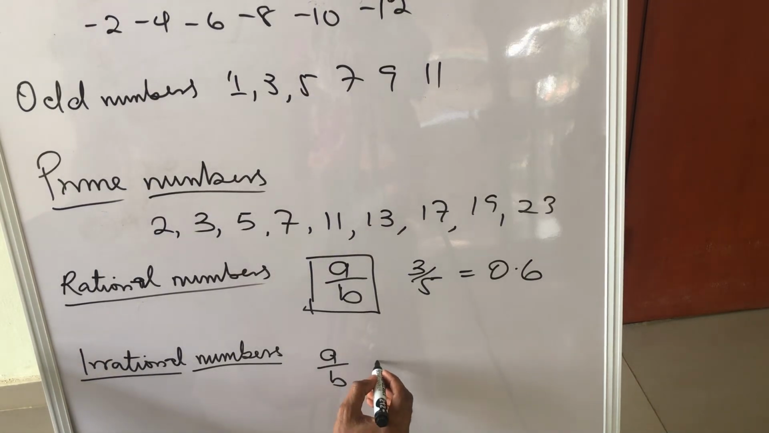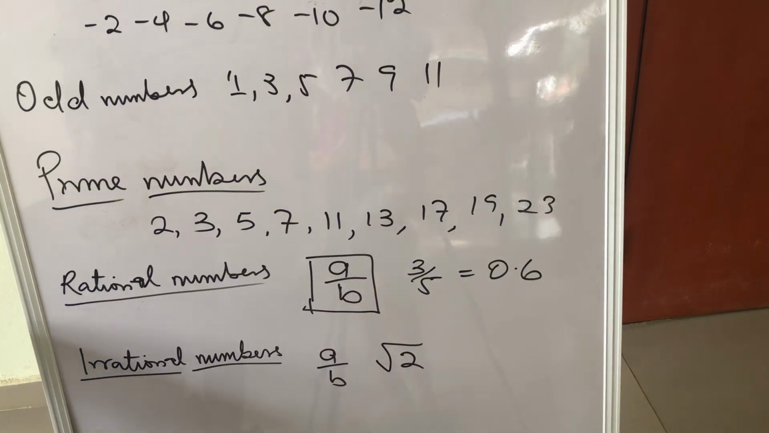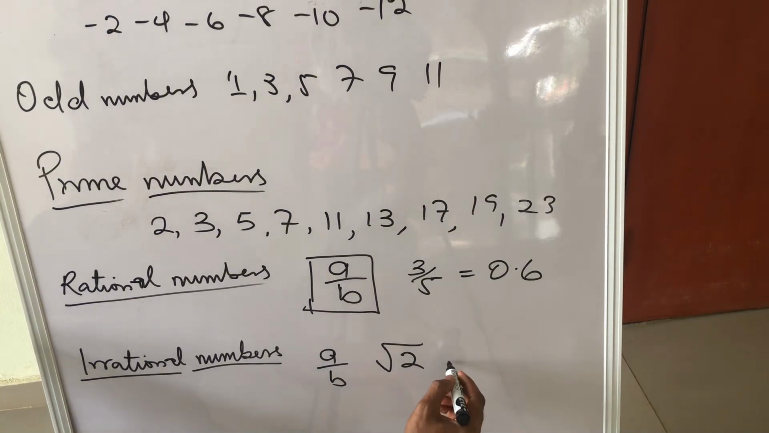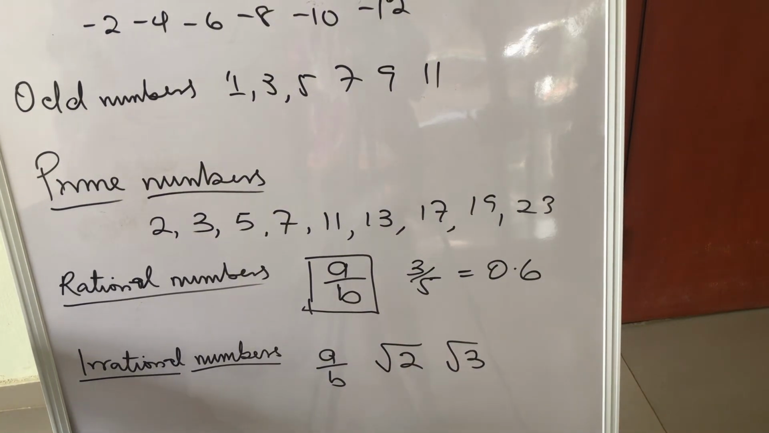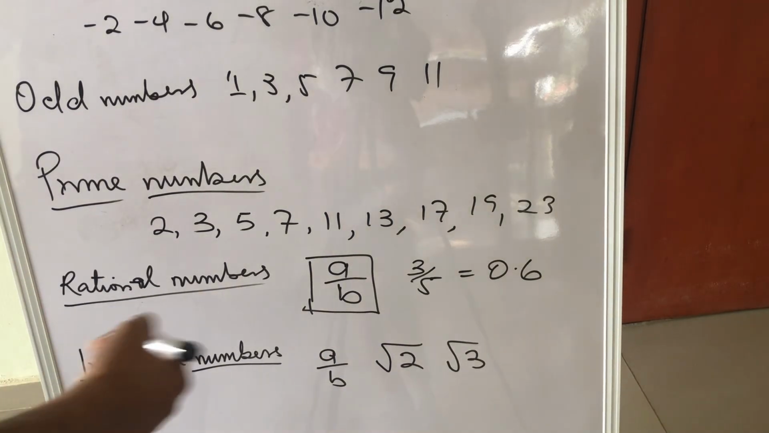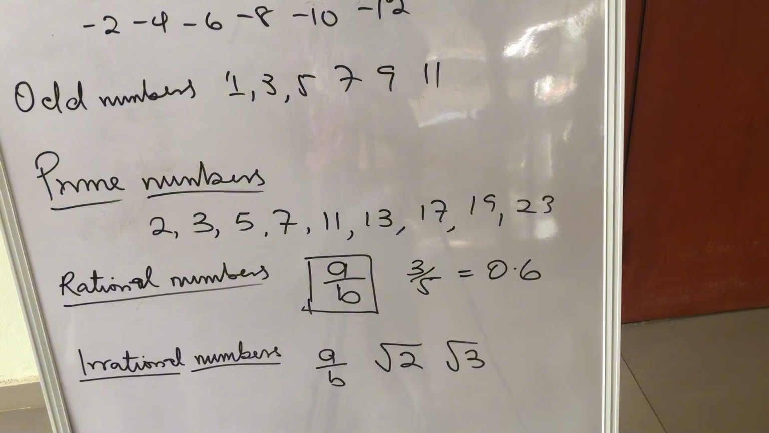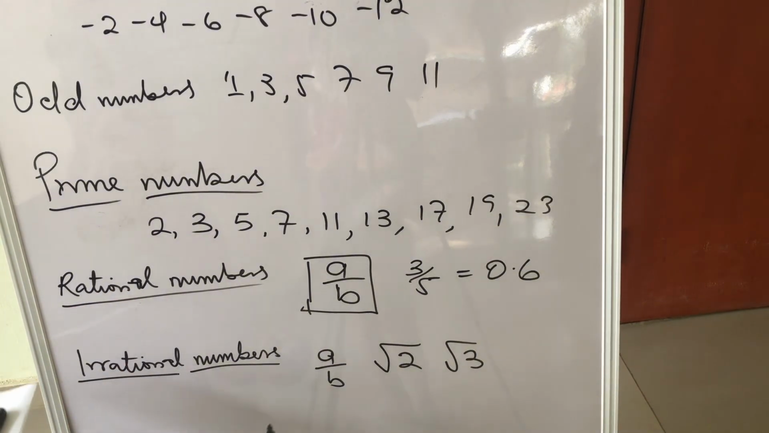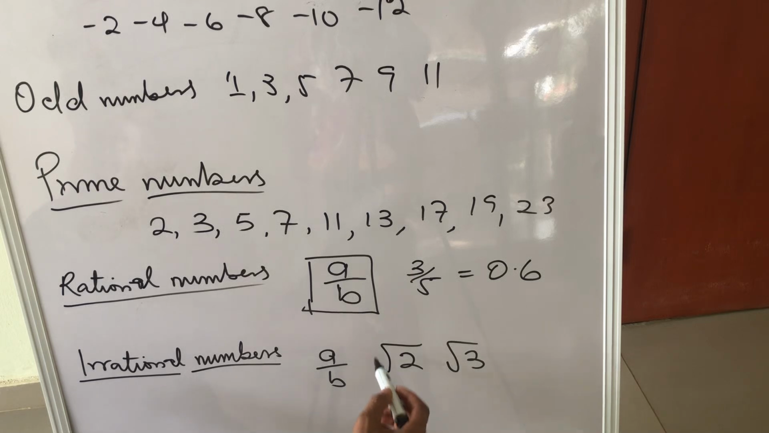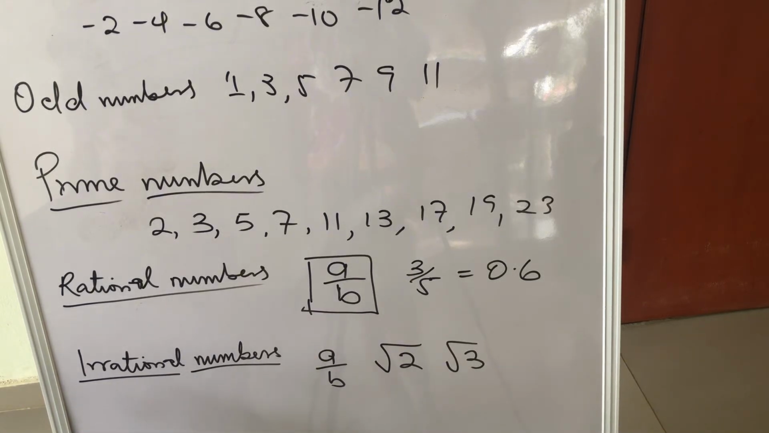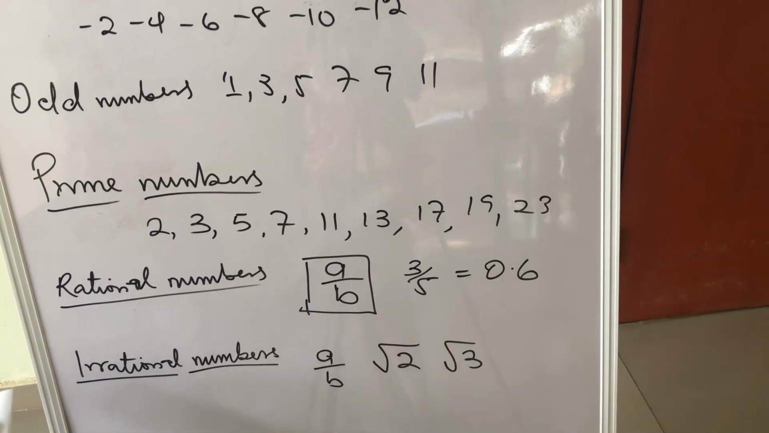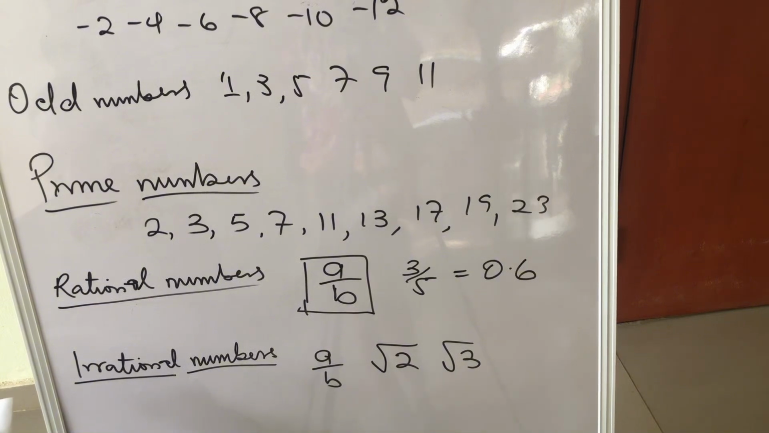So numbers like the square root of 2, for instance, is an irrational number. Square root of 3. In fact, the square root of prime numbers are all irrational numbers. Okay? They cannot be represented in the form of A over B. And when you try to get a particular value, it keeps going, non-stop. It doesn't give you a definite value.